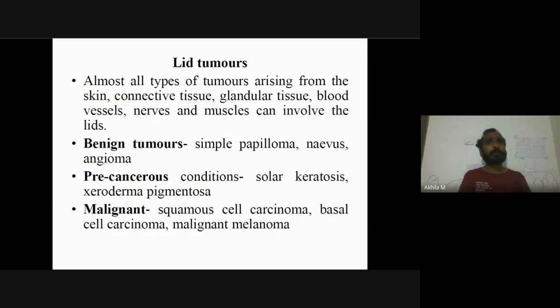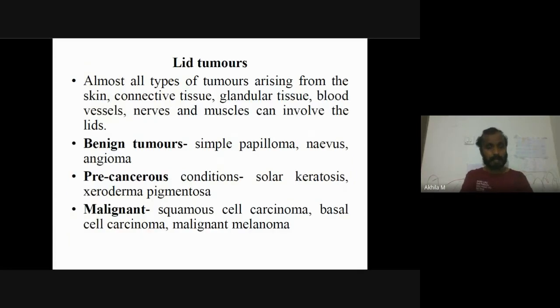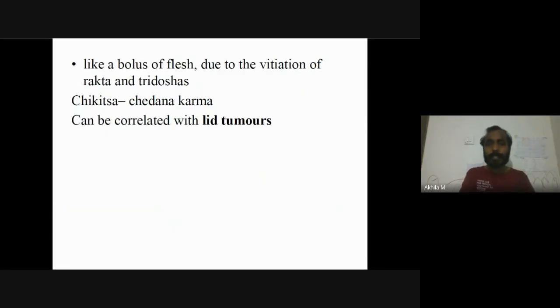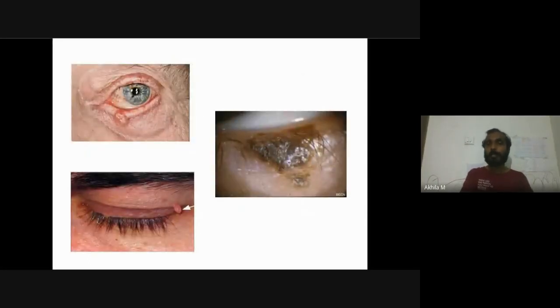So different types of tumors can arise. Benign tumors, precancerous tumors, or malignant tumors can arise on the lid. From this picture, you can get some idea about the different types: simple papillomatous conditions, or basal cell carcinoma, squamous cell carcinoma, different types of malignancies can arise on the lid. So this type of lid tumors can be correlated with Varma Arbuda. Okay, different types of lid tumors are there.